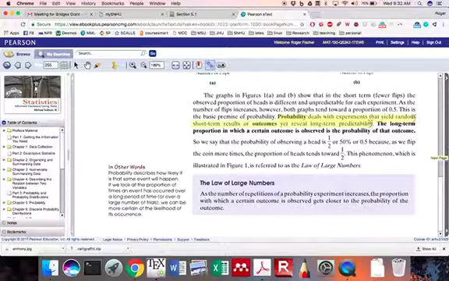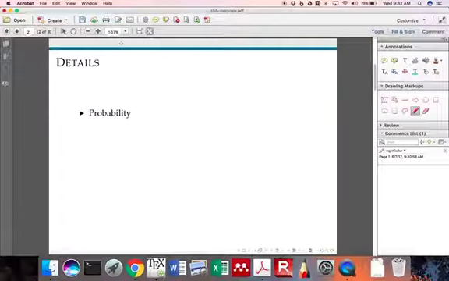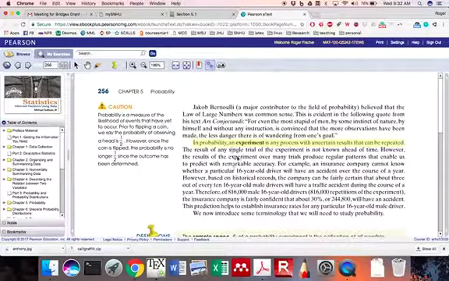And so I know what you're thinking. What are all these words? Well, let's talk about these words. And so probability we've discussed. Let's talk a little bit more about the law of large numbers. Well, I guess we've already discussed that. Let's talk about what an experiment is. So here's the text definition. It's any process with uncertain results that can be repeated.